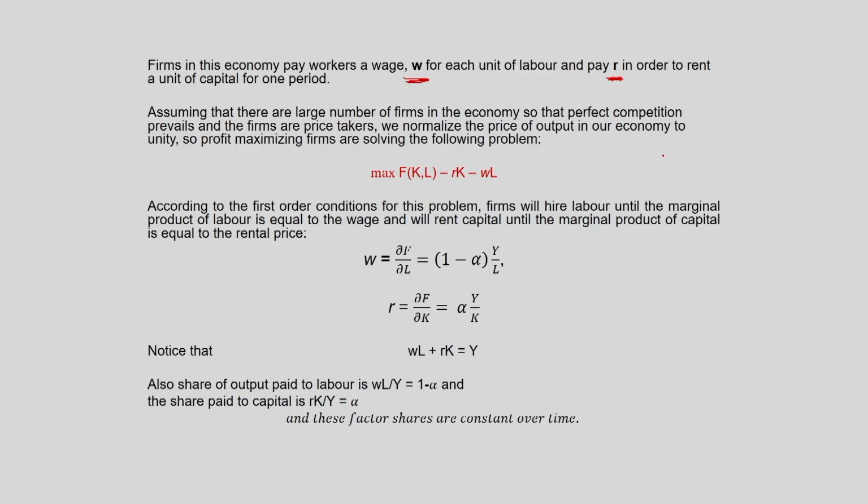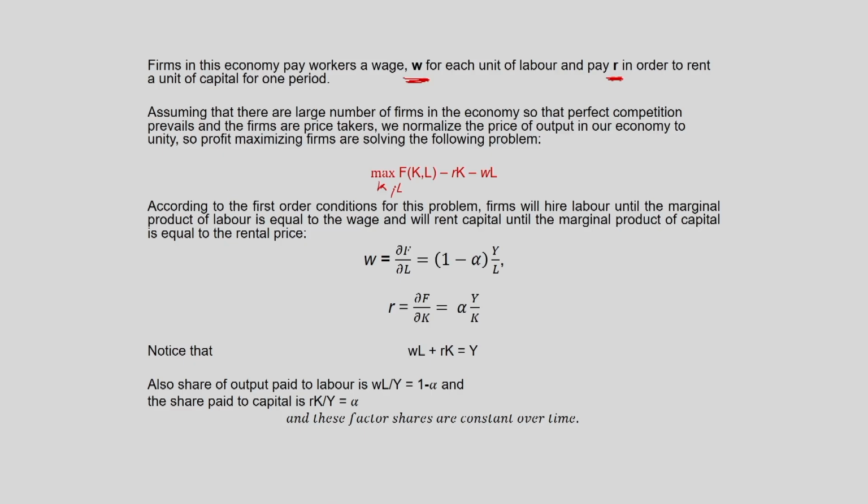So what are the firms doing? The firms are basically solving a profit maximization problem. They are maximizing F(K, L) − RK − WL, given the endowments of capital and labor. According to the first order conditions for this problem, firms will hire labor until the marginal product of labor is equal to the wage, and they will rent capital until the marginal product of capital is equal to the rental price.